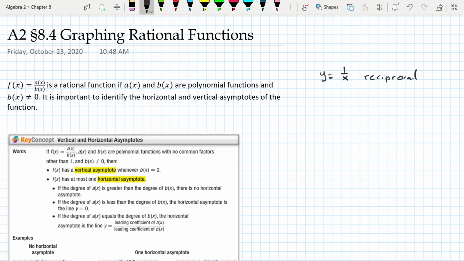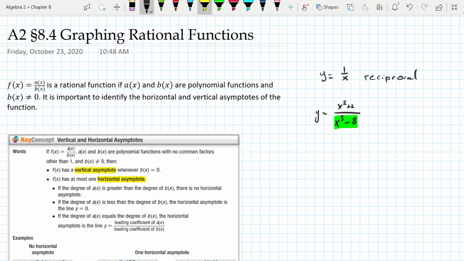A rational function is pretty similar, except instead of just having a constant in the numerator, it can be any polynomial. And then the denominator can be any polynomial as well. It could even be a nonlinear one. So the idea is, as long as the polynomial in the denominator isn't zero, and it's just a fraction like that, you got yourself a rational function.